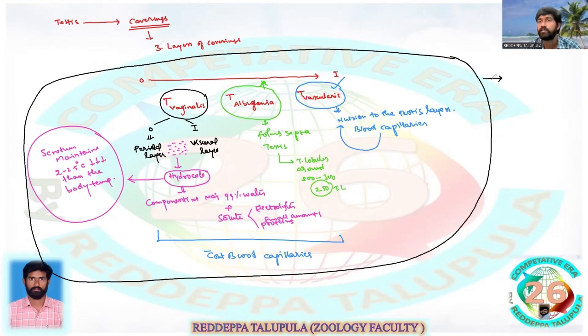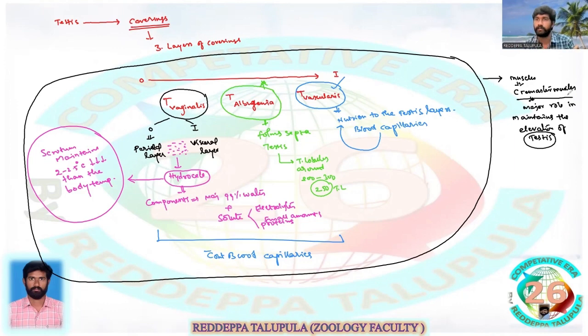See, covering all three layers of the testes, there will be one more layer. This layer is filled with muscles, nothing but cremaster muscles. It plays a major role in maintaining the elevation of the testes. Keep it in mind, elevation of testes. That means if the temperature is very high, then the cremaster muscles will relax, and it will lead to the lowering of the testes. Okay, if the temperature is very low, then the cremaster muscles will contract and cause the upward movement of the testes.